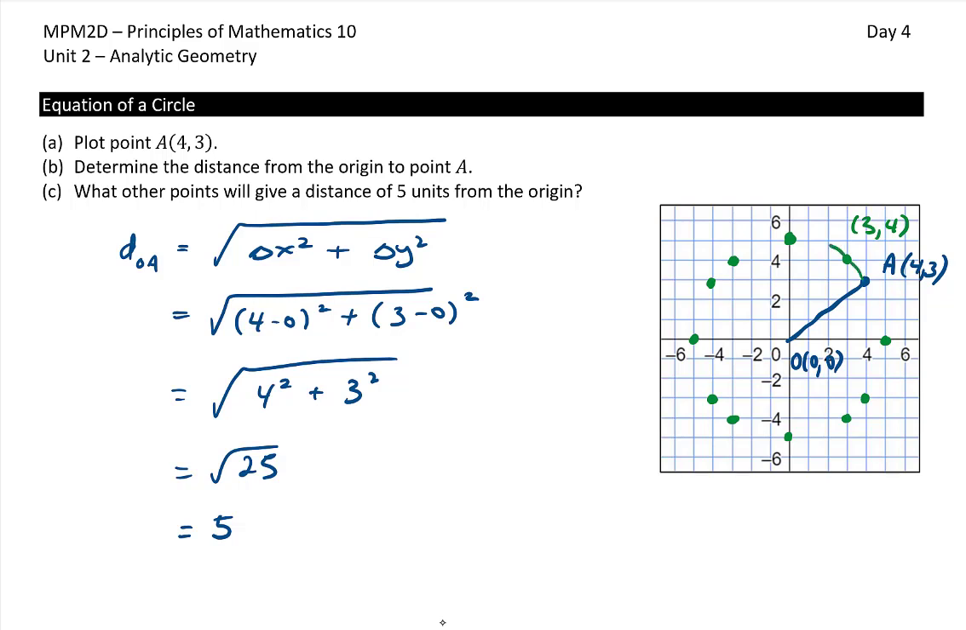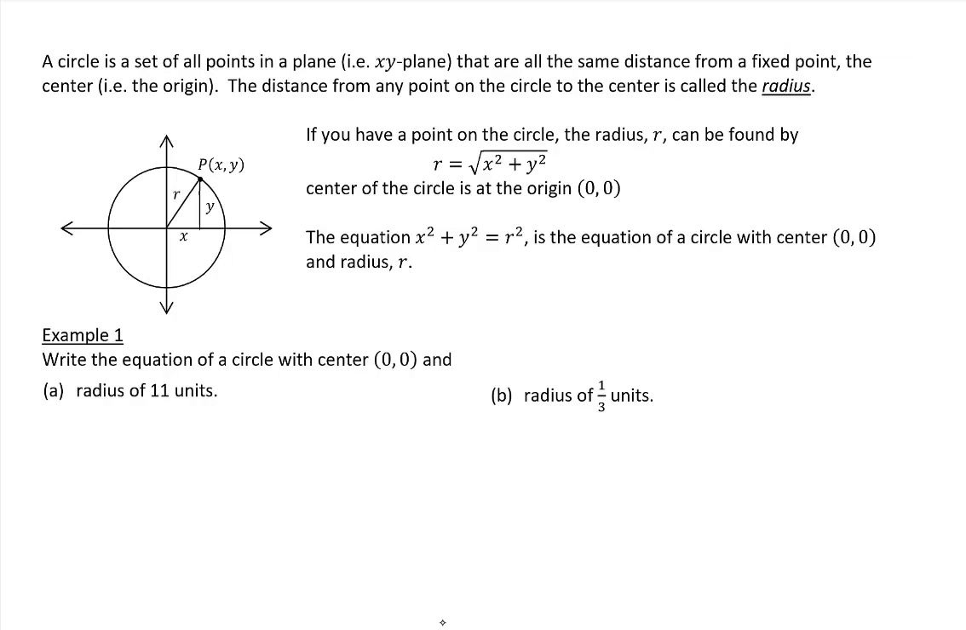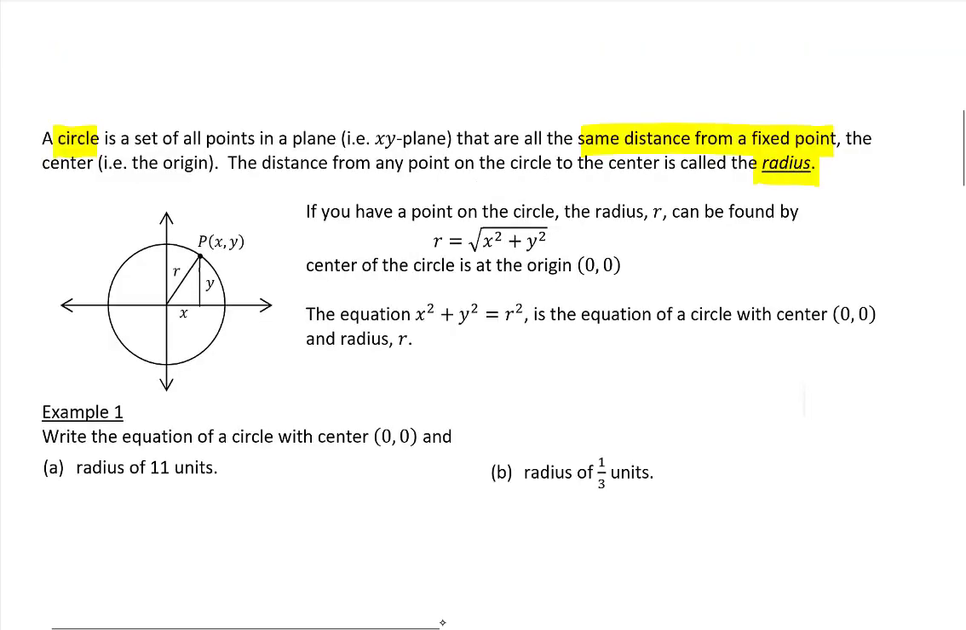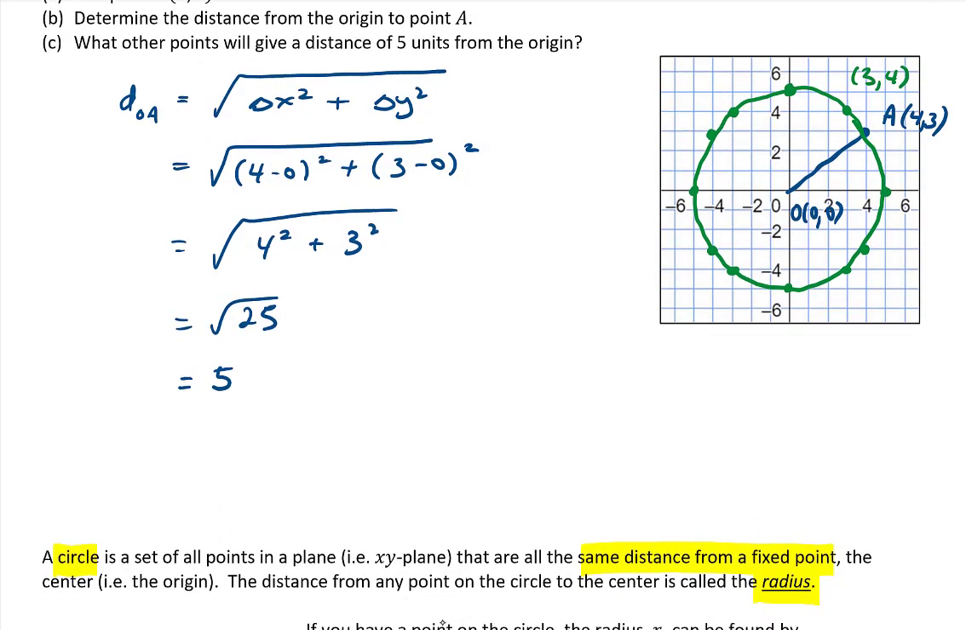If we connect these points, hopefully you see we end up with a circle that has a radius of 5. All these points are 5 units away from the origin. We see that a circle is a set of all points in the xy plane that are all the same distance from a fixed point. And we call the fixed point the center. The distance from any point on the circle to the center is called our radius. So if we go back to our diagram, our radius is right here, from the origin to any point on the circle.